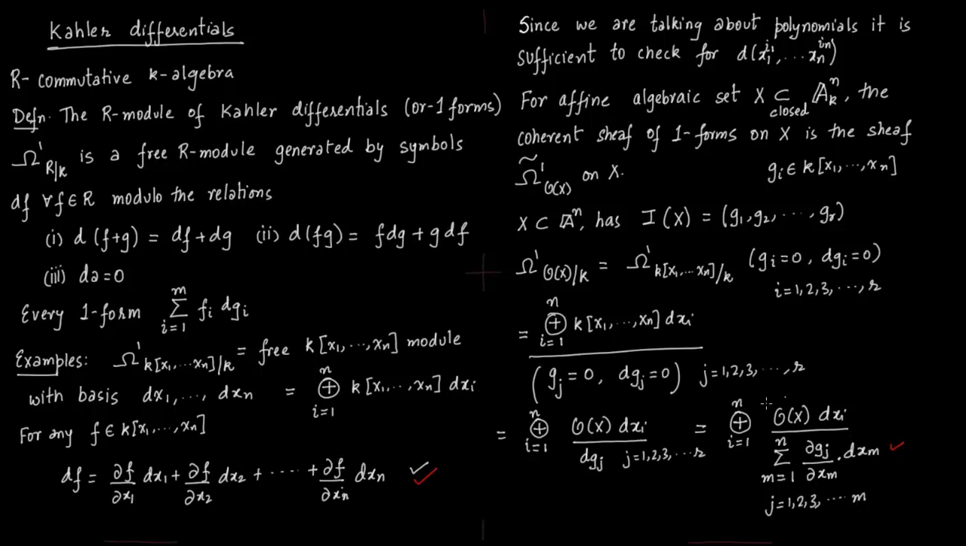And now you can see the sheaf is coherent because you have a direct sum in there, i equals 1 to n, you have O_X in there, and then you modulo out all the tangent planes of the polynomials which define X. So thus we can say that this Omega 1 of O_X over K is a coherent sheaf or a coherent module.